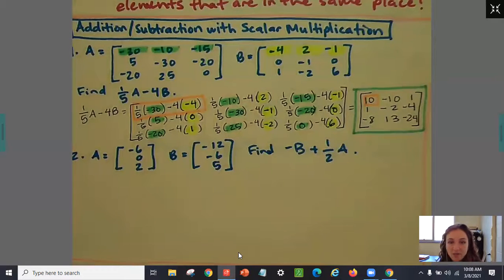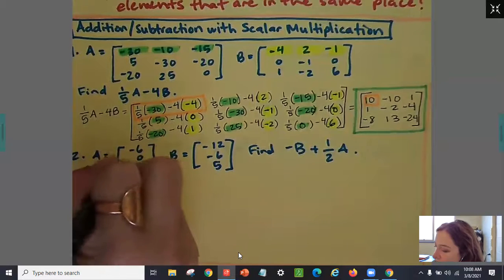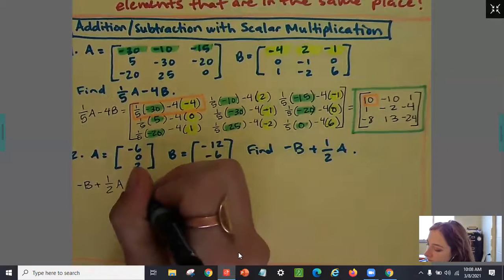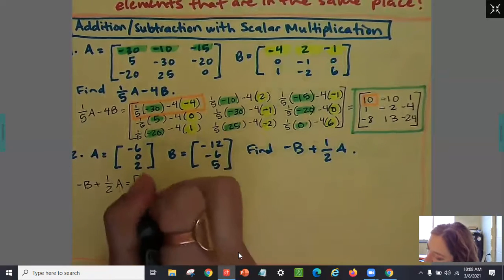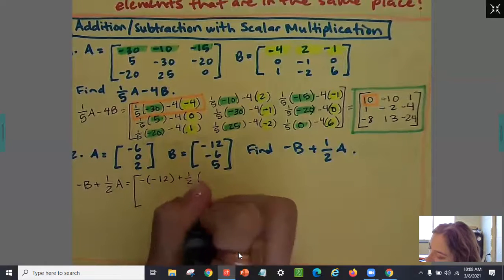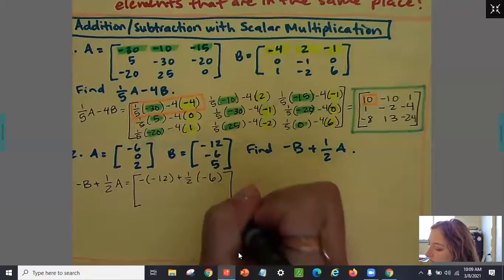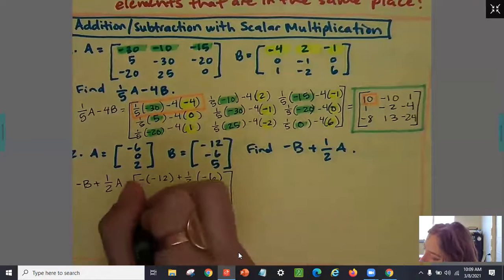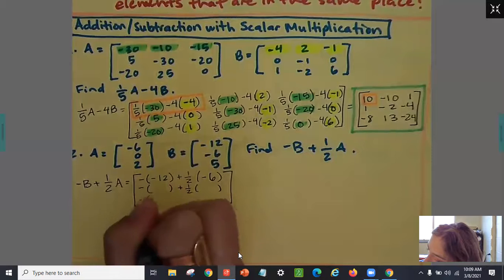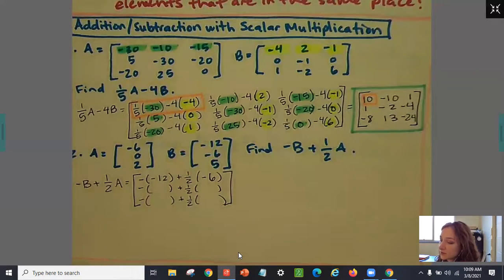It's going to be negative b plus 1/2 a. So we're going to do negative b plus 1/2 a. Let's just go ahead and write all this stuff out. Negative b plus 1/2 a, so 1/2 times negative 6. That's our first one, and we're actually only going to have 3 rows right here. So I'm going to do the same thing that I did before. Okay, and we're just going to be filling in those values.